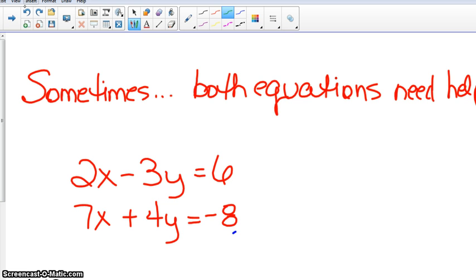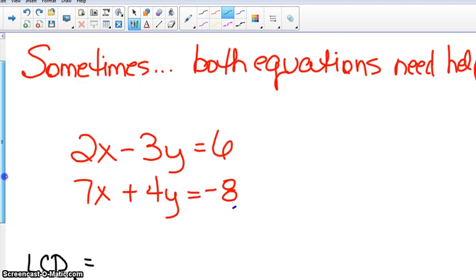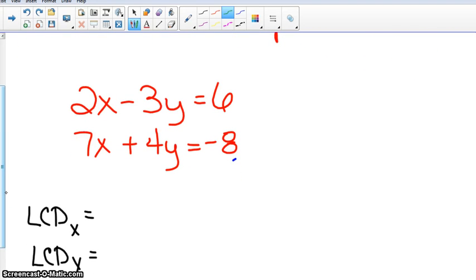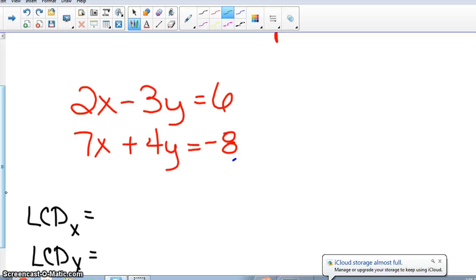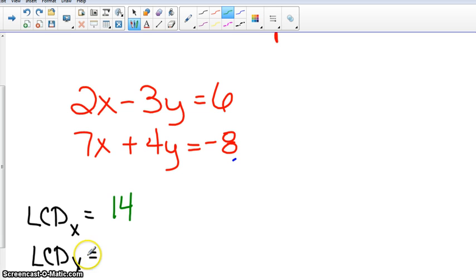Alright, sometimes both equations need help. So here we have a problem where I cannot just multiply one equation and get something that will add to 0. So what I need to do is find the LCD for each variable and its coefficient, and then I could use either one. So for x, what's the LCD for x? 7 and 2. The LCD would be 14. Right? And the LCD for y, 3 and 4, would be 12.